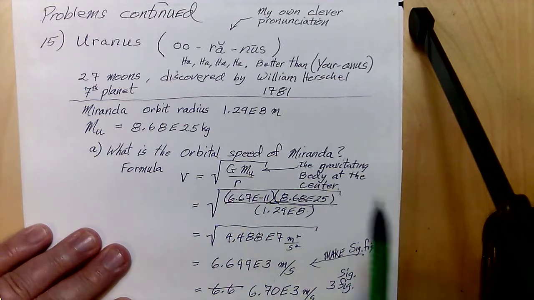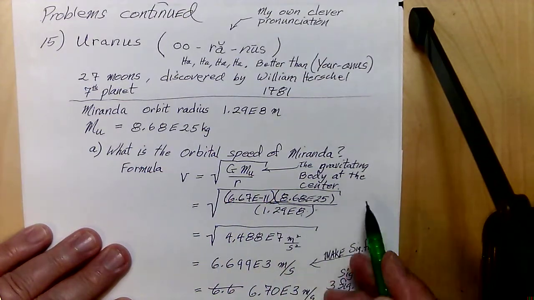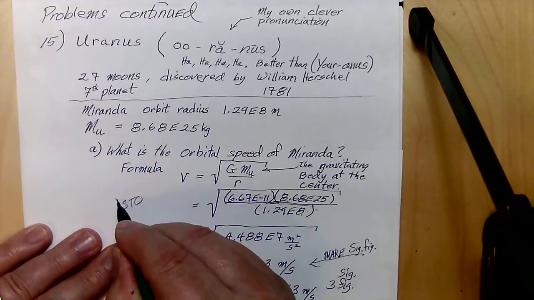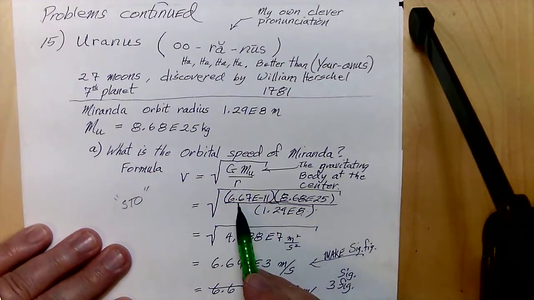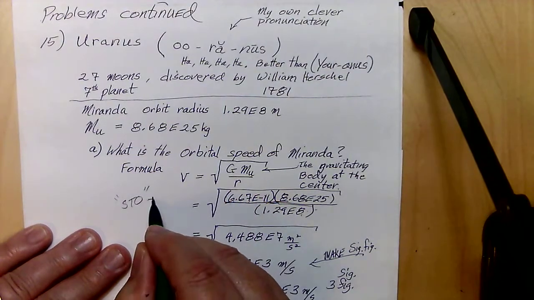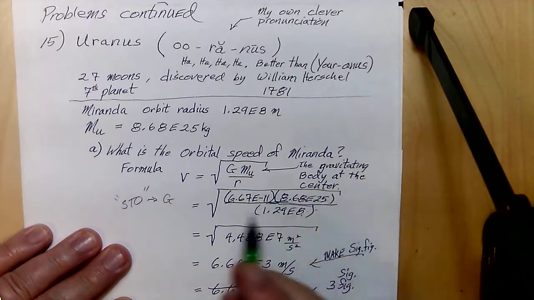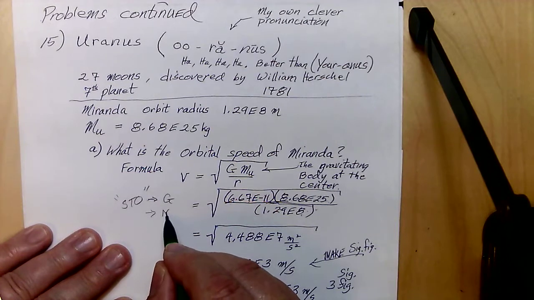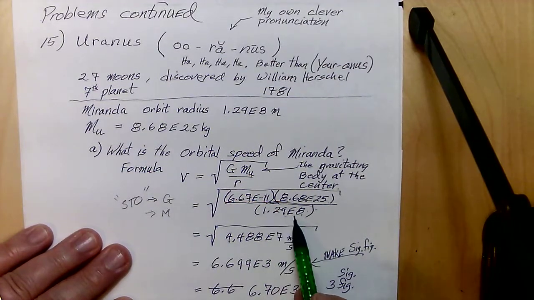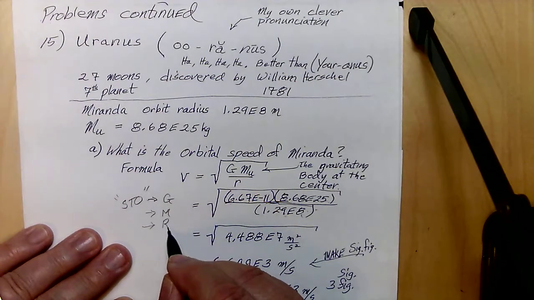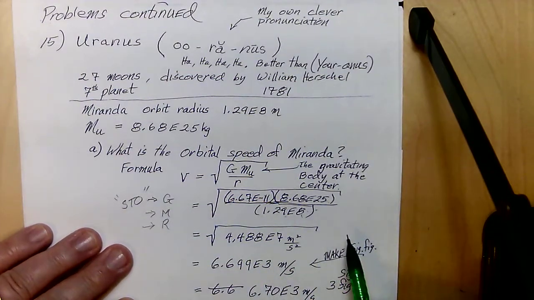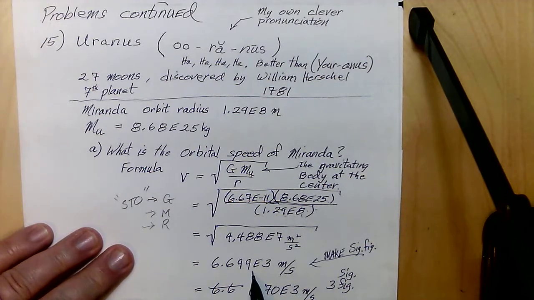Put the formula there. By the way, instead of doing all of this, use the store facility on your calculator. So you'd take 6.67 E negative 11 and store it in alpha G, and 6.68 E25, and store it alpha M, and 1.29 E8, and store it as alpha R. And so that makes everything so much easier. Use 3 significant digits in the answer, and so this rounds up to 6.70 E3 meters per second.